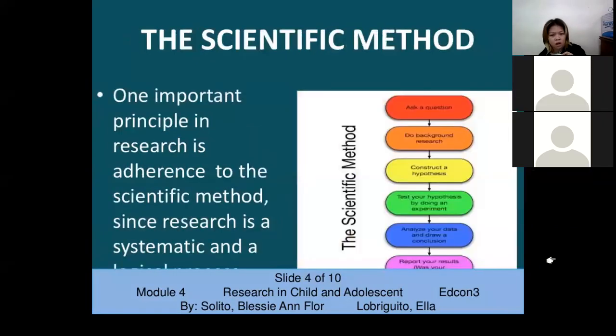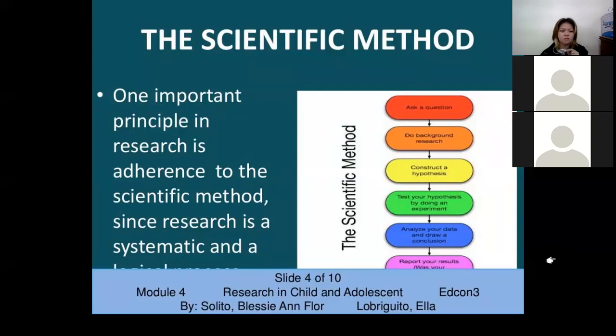So we have here the scientific method. I think you are very familiar with this from when we were still in high school, basic science. You ask a question first, you do background research, you construct a hypothesis, then you test your hypothesis, you analyze your data, and then you report your results or your conclusion.